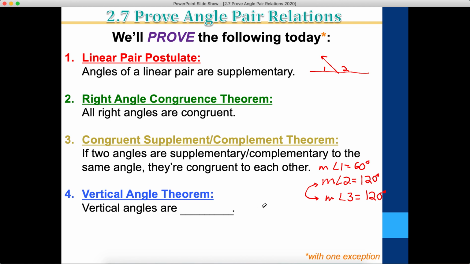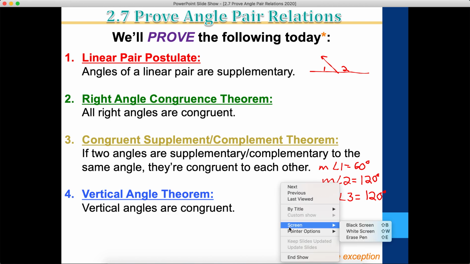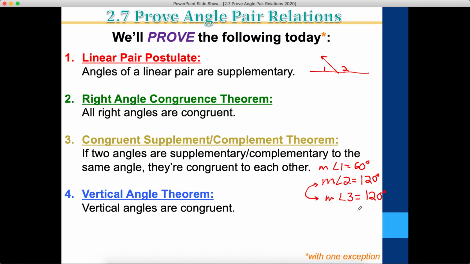The vertical angle theorem says that vertical angles are congruent to each other. We've not only talked about that in the past, but we've worked with it, and I think you can use that to solve, and you've been using it to solve for things in the past.